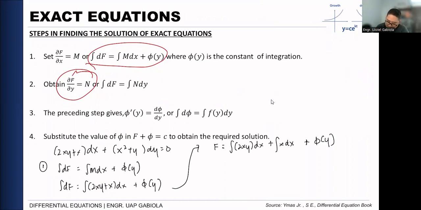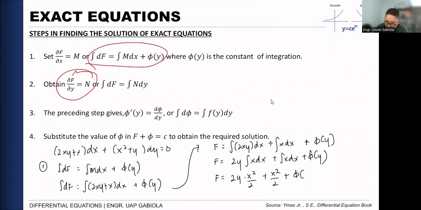Okay? Then, solve natin to. This will be yung 2y, which is dito constant siya, no? Pwede natin ilabas. Pwede siyang maging 2y x dx. Then ito, wala naman siyang constant na iba. So, copy ko lang. Ayan. And then, perform your integration. So, f is equals to 2y times x squared over 2 plus x squared over 2 plus φ(y). Okay? So, ito magka-cancel out. So, meron tayong value ng f ngayon na x squared y plus x squared over 2 plus φ of y.